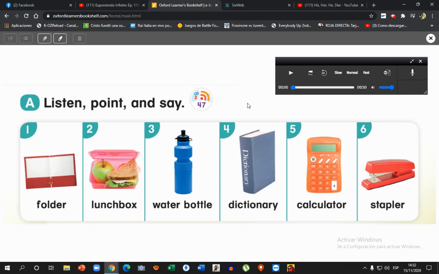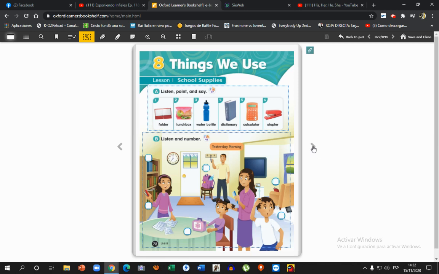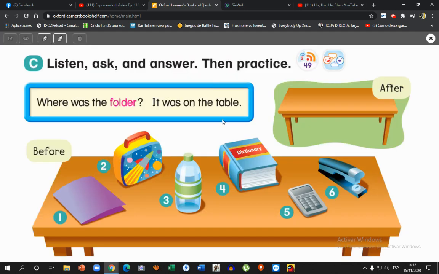Now remember that you can repeat the audio again and practice the pronunciation. Okay? Let's continue with the next part. We're going to talk about where was my school supply. So in this case, we have where was the folder? It was on the table. Notice that we are going to do it in the simple past form. In this case, we're going to use the past of be, was or were. Listen.